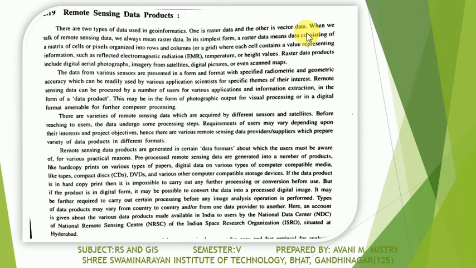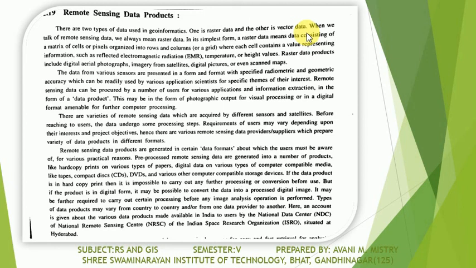Remote sensing data products are generated in certain data formats about which the users must be aware for various practical reasons. Pre-processed remote sensing data are generated into a number of products like hard copy prints on various types of paper, digital forms or digital data, or various types of computer compatible media like tapes, compact discs, DVDs, and various other computer compatible storage devices.